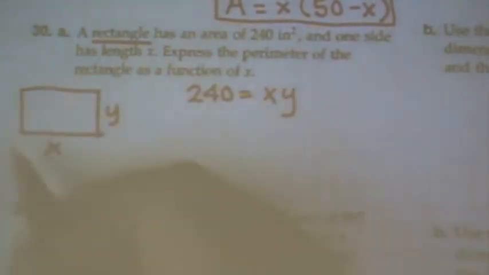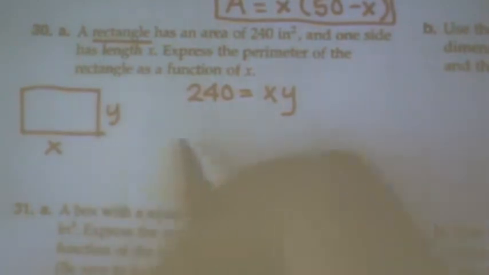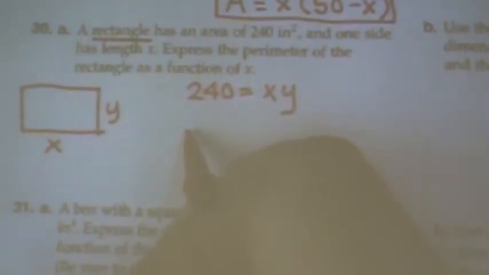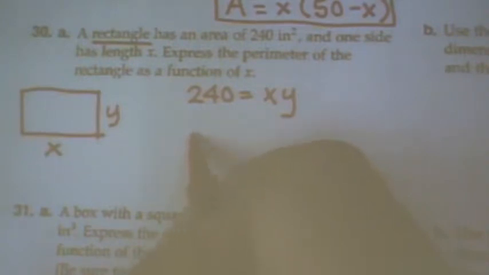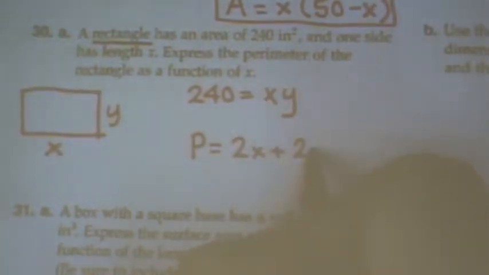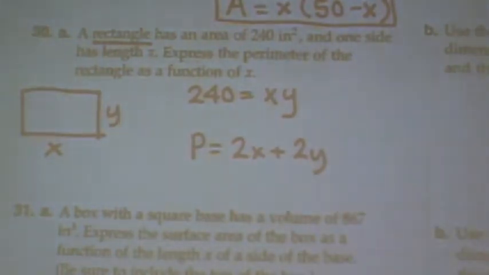Okay, now I want you to express the perimeter of this as a function of x. So how do you write the perimeter of this rectangle? What's the formula for perimeter? 2x plus 2y. So now what do I do? How do I express the perimeter as a function of x? What should I do?